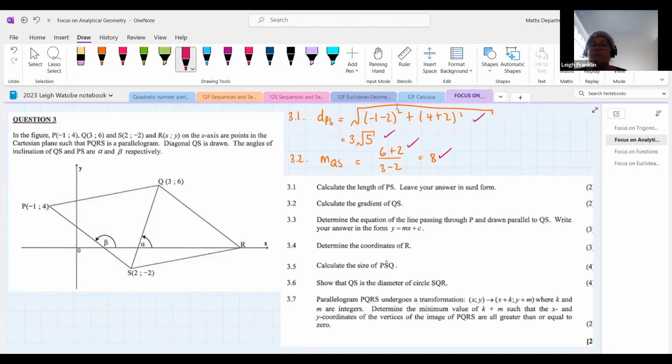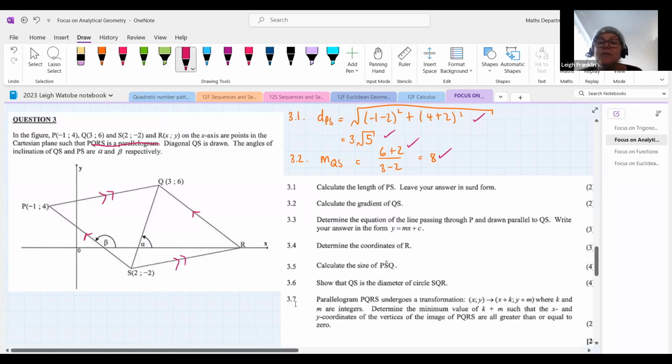Okay, then some more sort of similar stuff. Determine the equation of the line passing through P parallel to QS. Write down your answer in the form y equals mx plus c. Okay, I was actually naughty. I should have read the information first. So in the figure, we've got R on the x-axis such that PQRS is a parallelogram. That's obviously an important piece of information because we know that those sides are parallel and we know that those sides are parallel. So we should always read the information first. Diagonal QS is drawn, thank you. And they've given us angles of inclination.